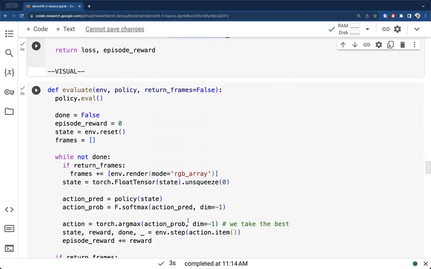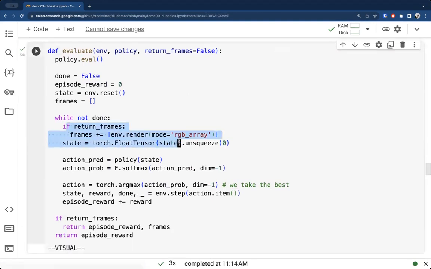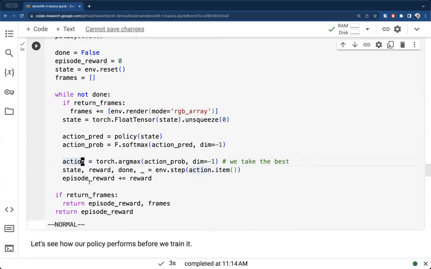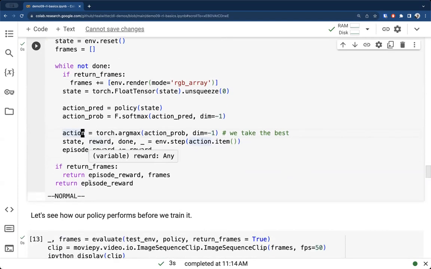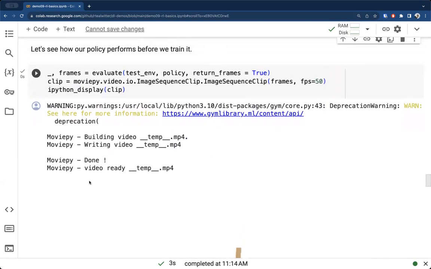When it's time to evaluate, we'll do something slightly different. The main difference is that we're going to keep track of the frames to be able to visualize what's going on in our game to make it a little bit more exciting and fun. And then the other thing is that when we select an action, we won't sample from the distribution. We'll just take the action which has the highest probability, which means that it's probably the best action that we should be taking. So we take the best action in each step, and otherwise it's quite similar, except we don't do any updates. So let's see how our policy performs before we train it.